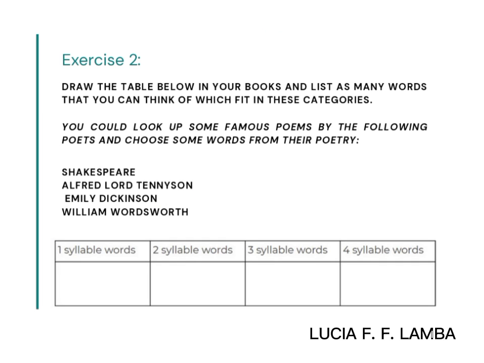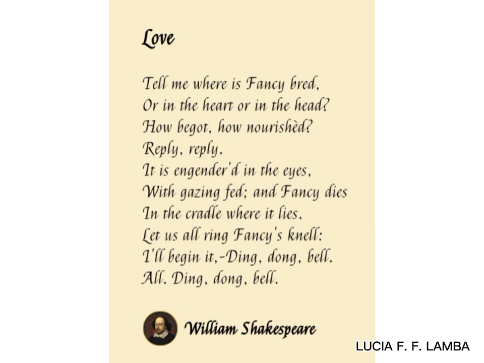Draw the table below in your books and list as many words as you can think of which fit in these categories. So we can look up some famous poems by the following poets and choose some words from their poetry: Shakespeare, Alfred Lord Tennyson, Emily Dickinson, William Wordsworth, and sort the words in that poetry into 1 syllable, 2, 3, or 4 syllable words. So here I chose the poetry from Shakespeare with the title Love, and you look into some words and sort the words into 1 syllable, 2 syllable, 3 syllable, or 4 syllable.